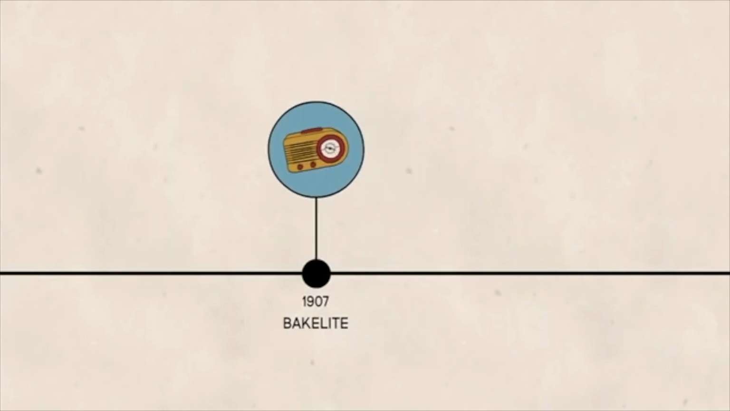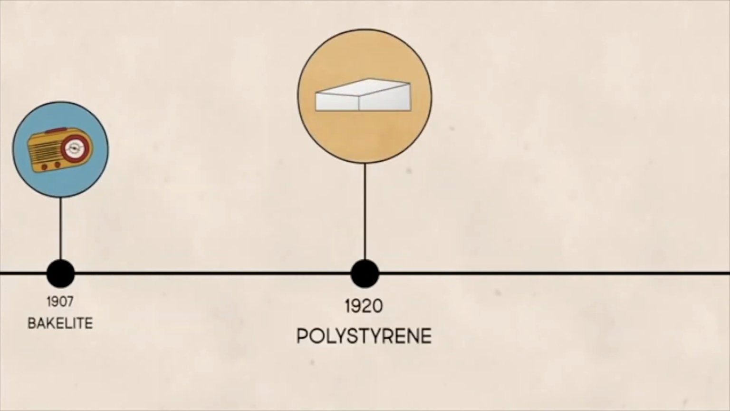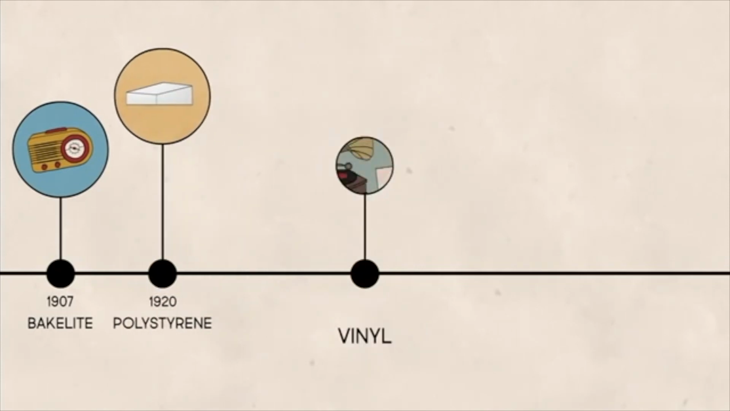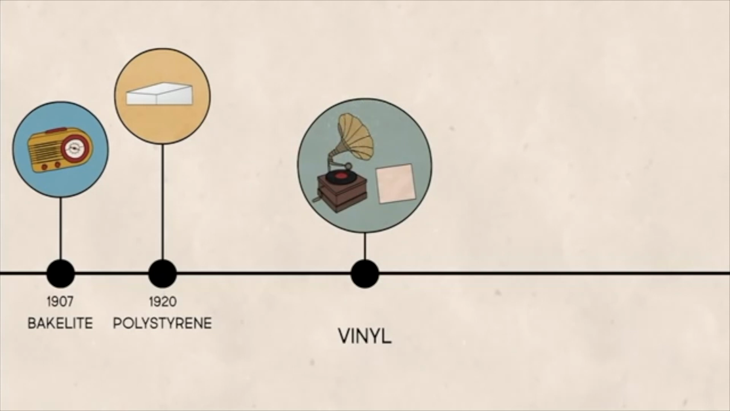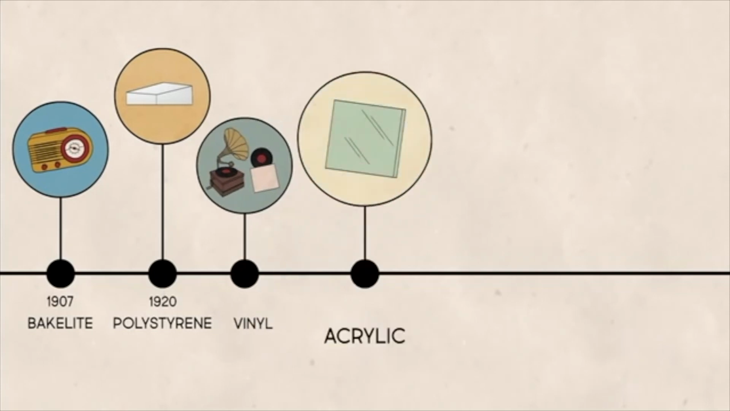Bakelite was only the beginning. In the 1920s, researchers first commercially developed polystyrene, a spongy plastic used in insulation. Soon after came polyvinyl chloride, or vinyl, which was flexible yet hardy. Acrylics created transparent, shatterproof panels that mimicked glass.